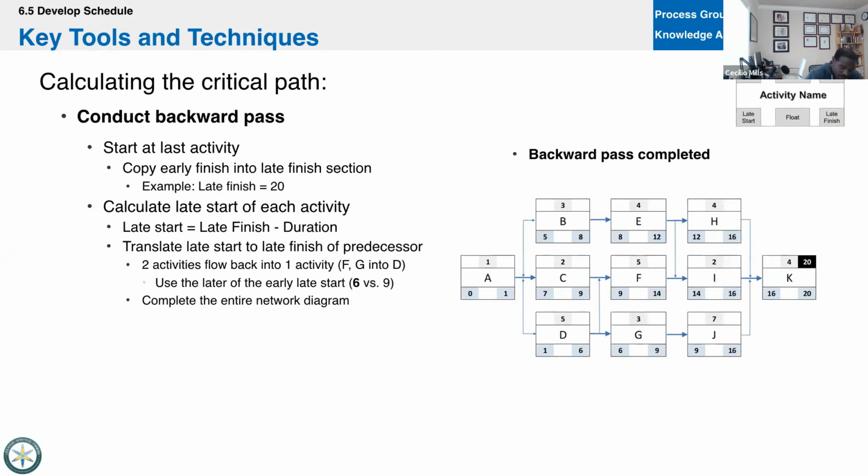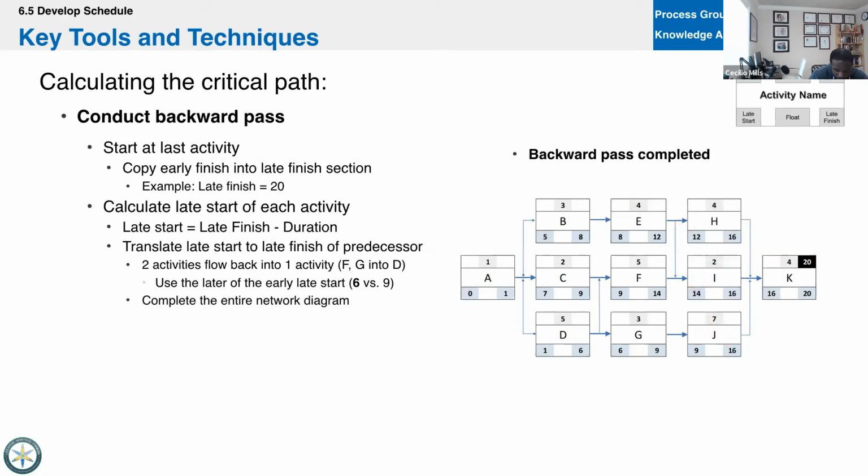What we do is we start at the last activity, and we set the late finish equal to the early finish. We see that there. So now it becomes 20. And then we do late finish minus duration, and that equals the late start. So 20 minus 4, there we go. Now we have to do a backwards pass.